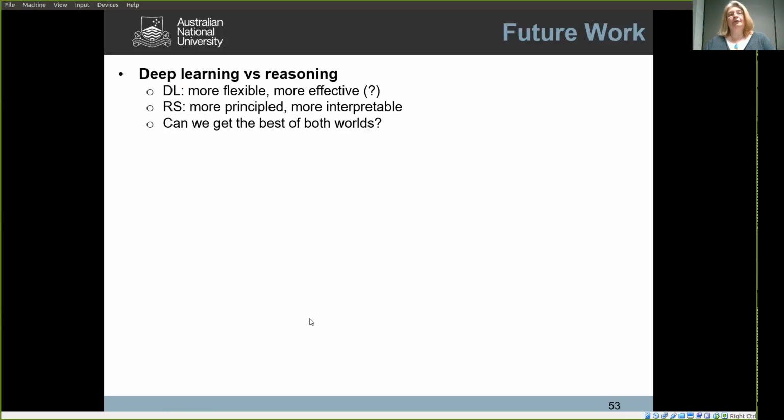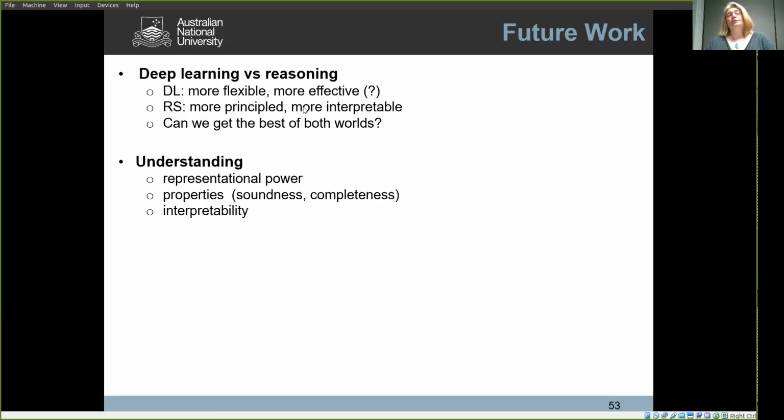Well, firstly, I think we should really try to get some cross-fertilization happening between the deep learning and reasoning approaches that I've mentioned. Deep learning looks like it's more flexible. You can easily do a lot of things. It seems more effective experimentally, but on the other hand, the reasoning approach is beautiful, it's much more principled, it's more interpretable. And so I think that this cross-fertilization would enable us to really study more carefully the power of various representations and compare these representations. For deep learning, it would enable proving properties of the representation and making them more interpretable.